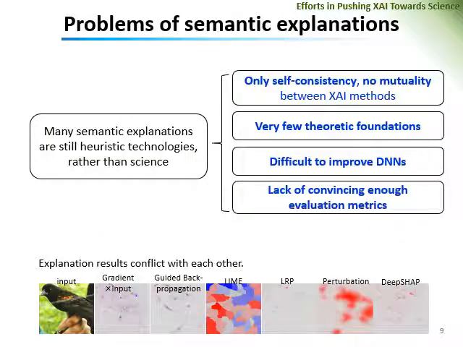This slide discusses the problems of current mechanistic explanation of neural networks. Many methods of explaining neural networks can still be considered heuristic technologies rather than science. So there are 4 aspects. First, this study usually can only ensure self-consistency instead of mutuality between different explanation results. So the explanation result of one method cannot verify the explanation result of the other method.